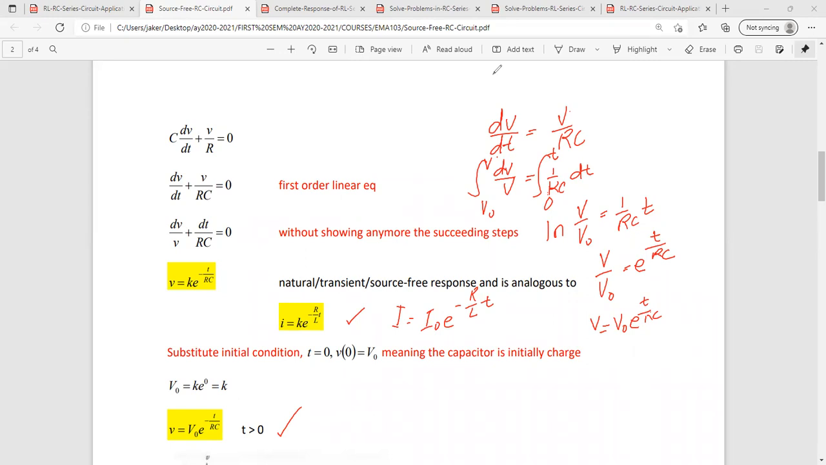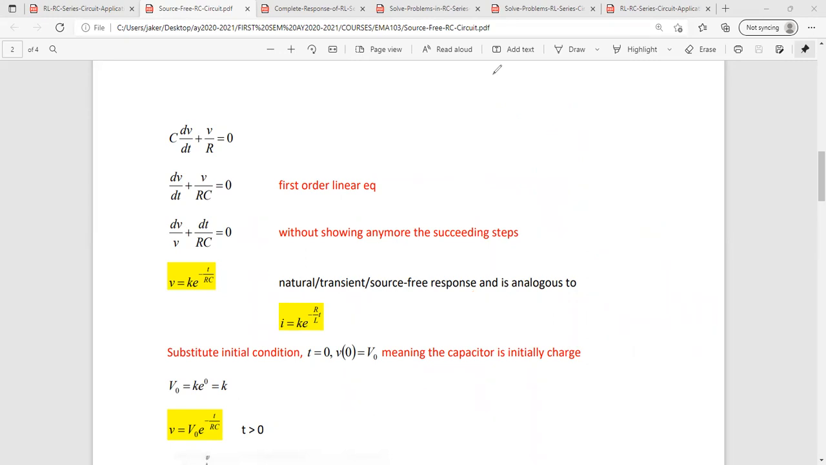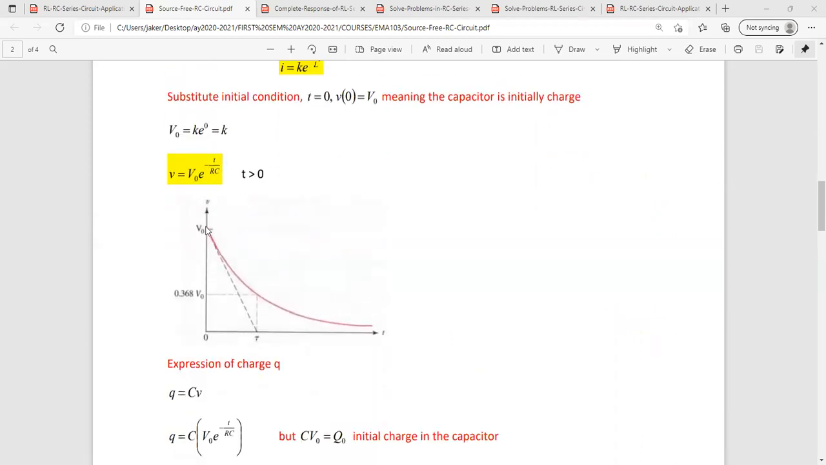Source-free, that is. Okay? Let me clear my markings. Now below, you have the behavior of the voltage as time increases for a source-free RC circuit. This is exponential decay, an exponential decrease in the value of the voltage as time increases. Now, if you want an alternative formula for the charge in your capacitor, you will be using this formula here for the voltage.